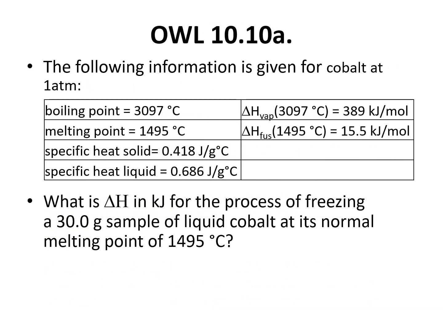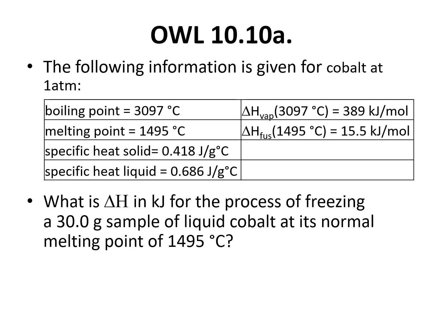In OWL 10.10, you're given some basic information about a sample, and you are going to be asked to calculate a delta H for a certain process and a certain quantity of sample undergoing that process. So here we're dealing with cobalt. We have its boiling point, its melting point, its delta H of vaporization, and its delta H of fusion.